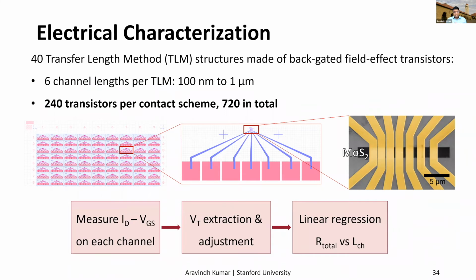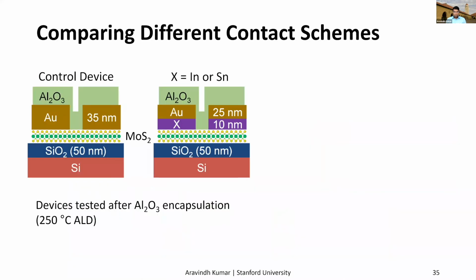And for this study, we used three different contact schemes. So we made 40 TLMs for each scheme and 6 channel lengths per TLM. So that's a total of 240 transistors per contact scheme and 720 in total. We used the gold contacts from the previous section as the control device, and we tested these new indium and tin contacts, which are made by depositing 10 nanometers of indium or tin, followed by 25 nanometers of gold.